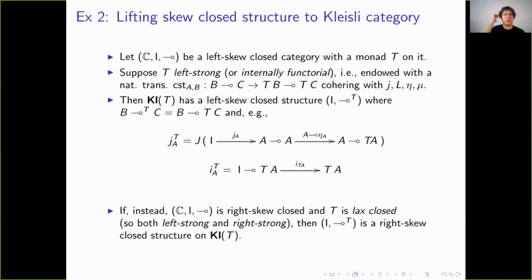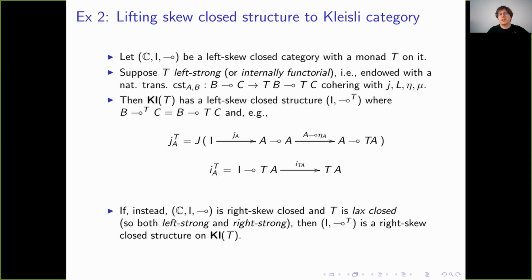Okay, the second class of examples. So we start with a left skew closed category and a monad. And so now we will ask, when does this left skew closed structure lift to the Kleisli category of T? And this is the case if T is left strong. Or alternatively, people call this internal functoriality, which means that there is a natural transformation of this form, from B lolly C into TB lolly TC. It is also suitably coherent with the data that we have from the category and from the monad.